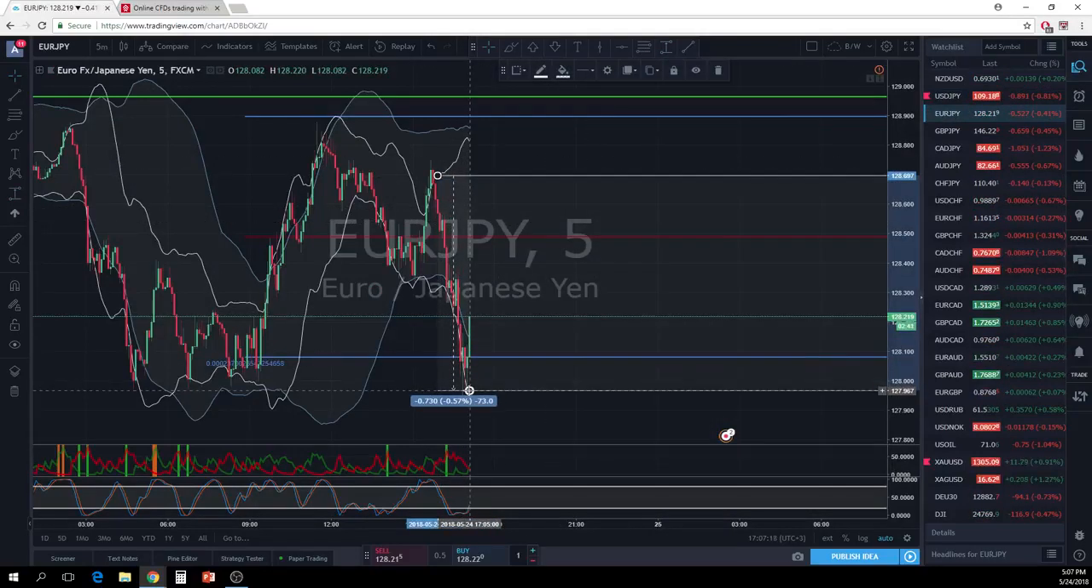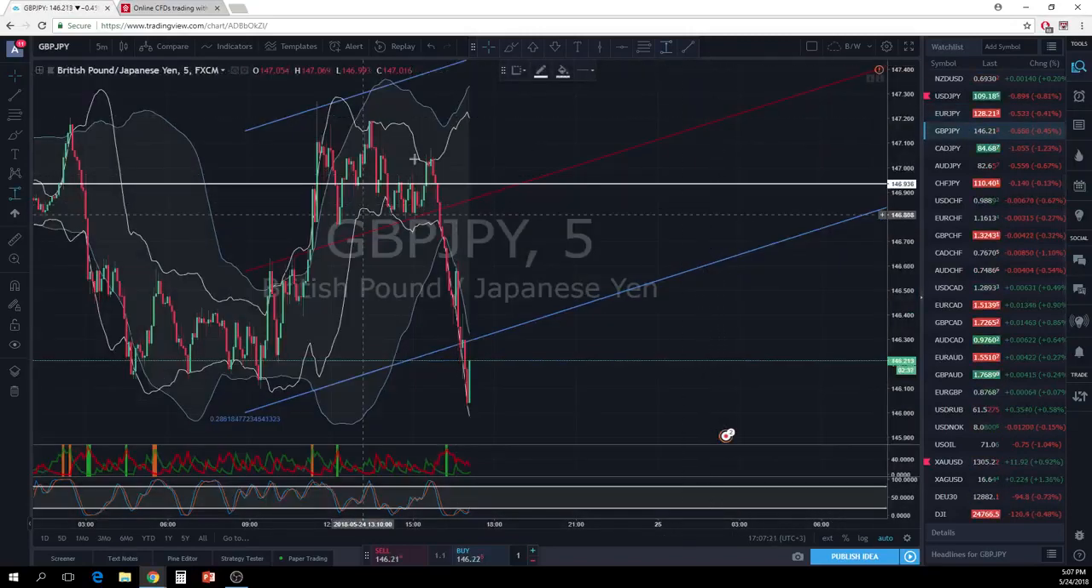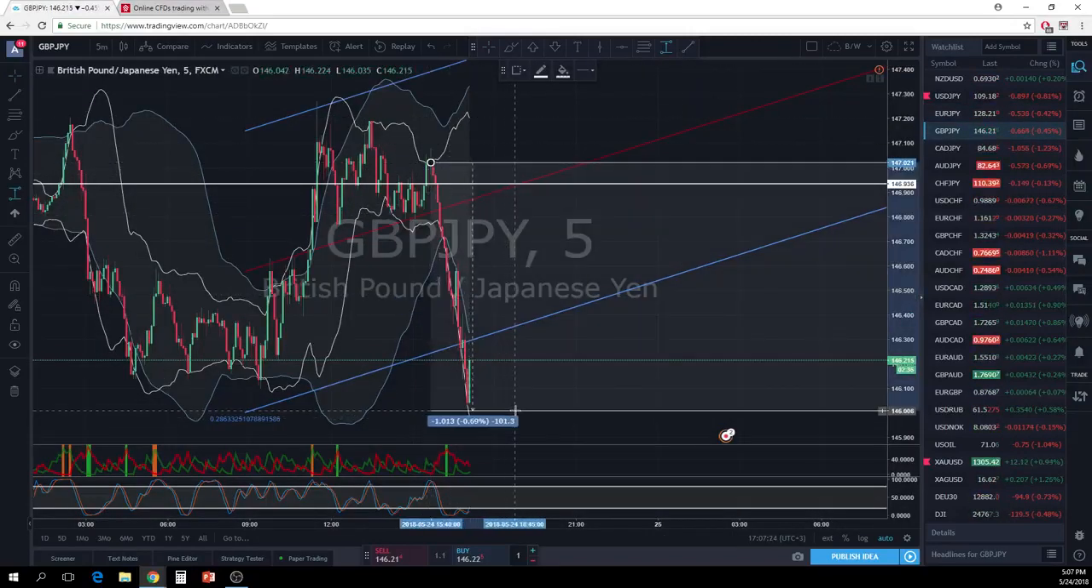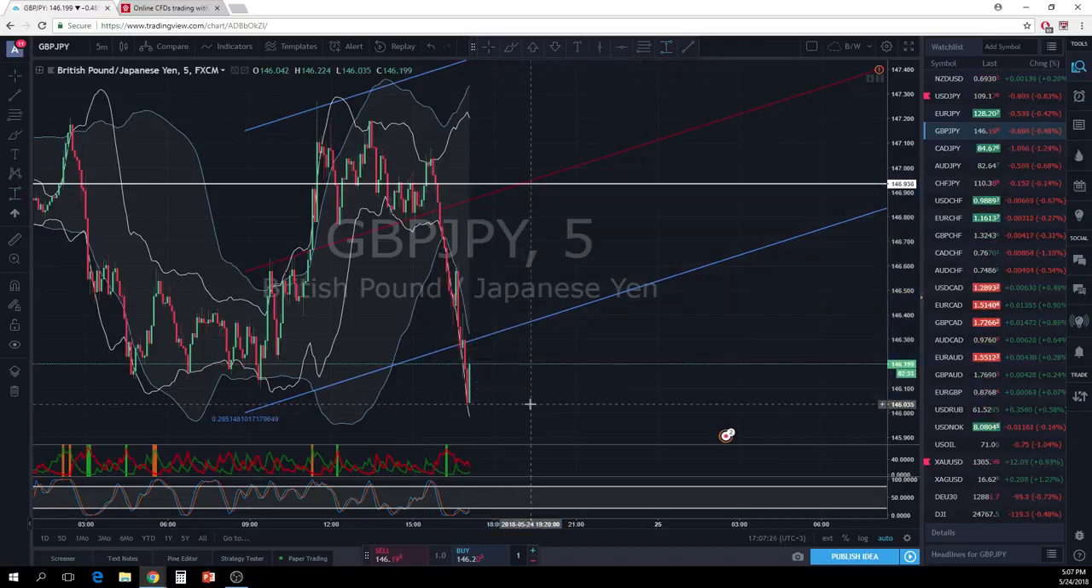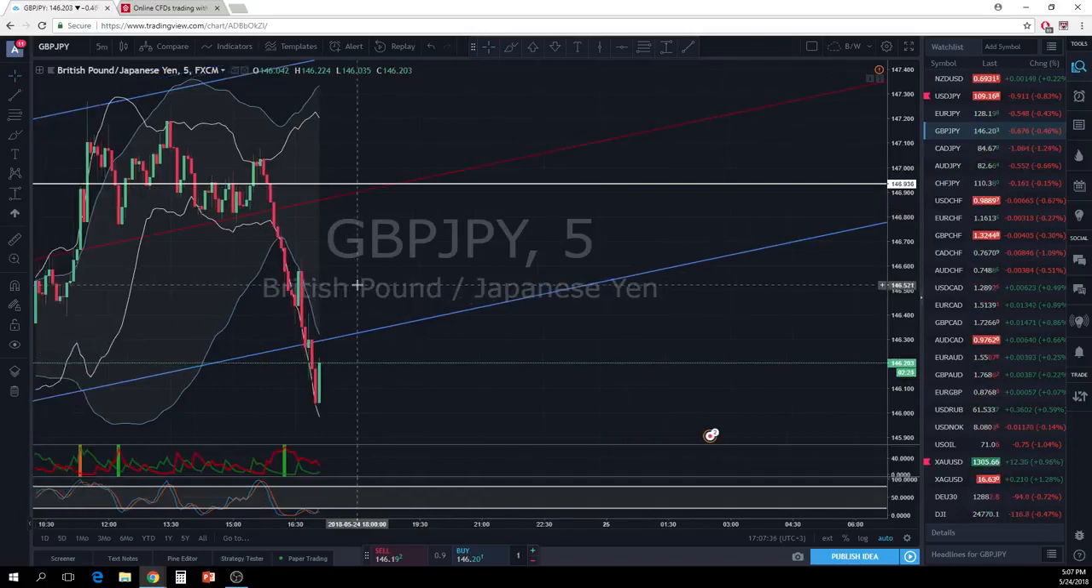Let's see, that was a very interesting price movement right here in the British pound Japanese yen as well. Take a look right here. 100 pips. That's very impressive. Okay, so it's been decreasing since around 3:30 p.m. What we're looking at is a correction to happen soon.